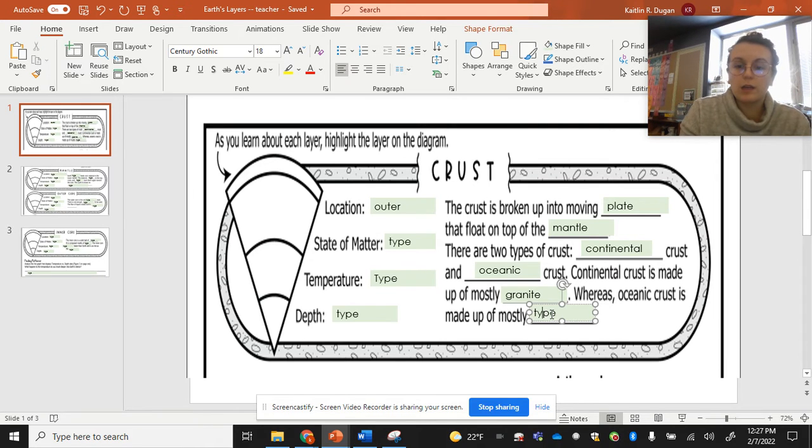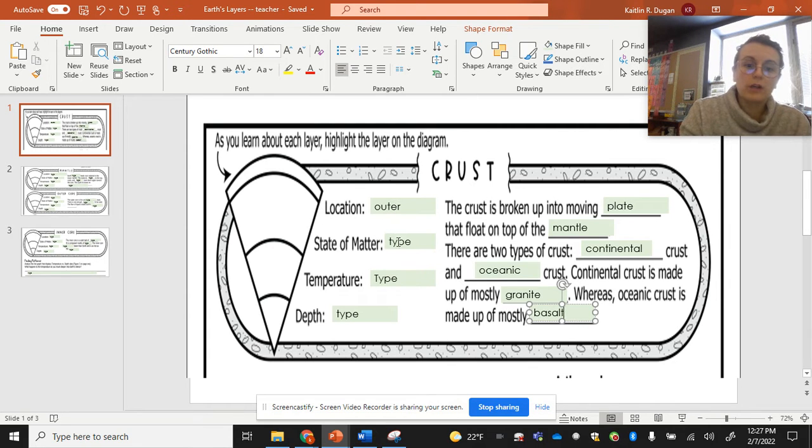Okay, oceanic crust is made up of an extrusive igneous rock, which is called basalt. And remember, extrusive igneous rocks are formed when lava is cooled quickly. So those underwater volcanoes, they erupt, spew lava, it cools quickly and settles down. And this specific type is called basalt.